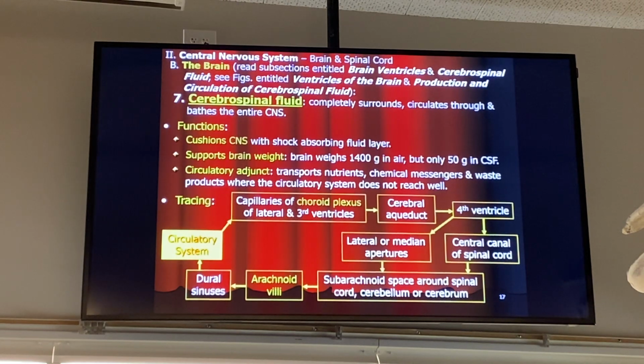So CSF, cerebrospinal fluid, is cushioning the central nervous system. Your brain is actually floating in CSF. Just imagine putting a bathroom scale on the bottom of a 4-foot swimming pool. You'll weigh a whole lot less. So does your brain. Because of the blood-brain barrier, you need a circulatory adjunct. That third diamond is because of the blood-brain barrier.